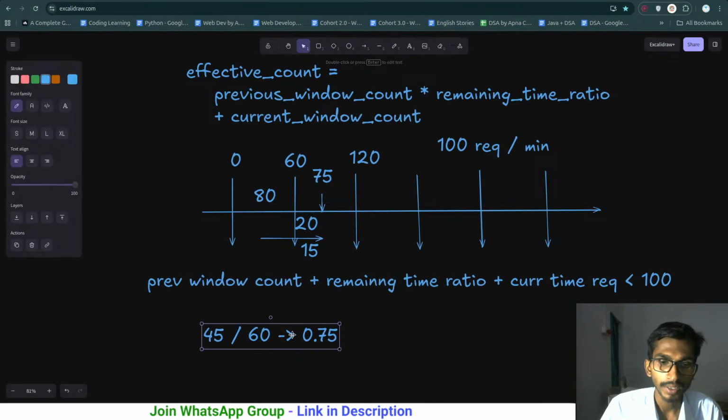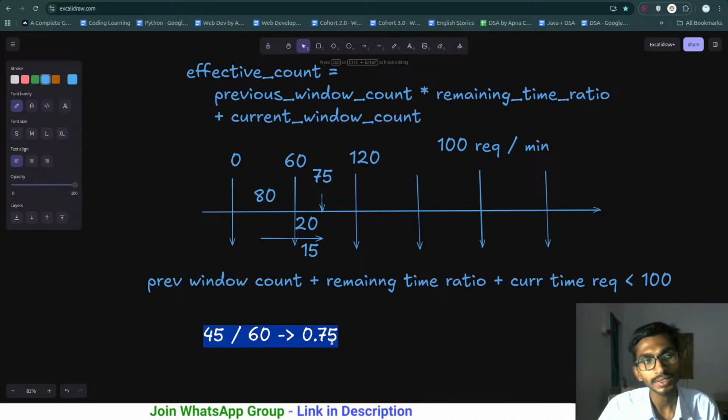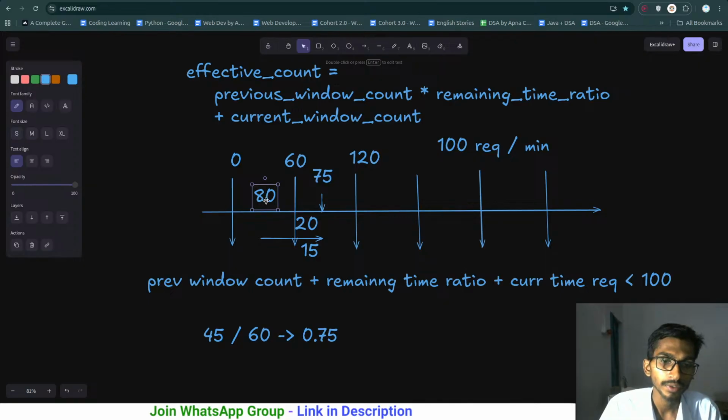So we get 0.75, that simply means 75 percent of the window is still remaining. That simply means 75% out of 100. If there were 80 requests, then 75% of those 80 requests are still valid.